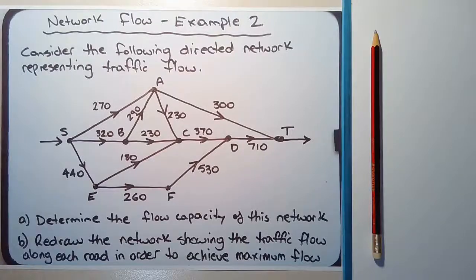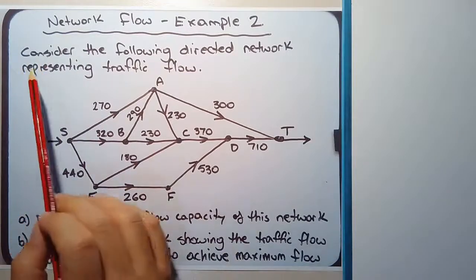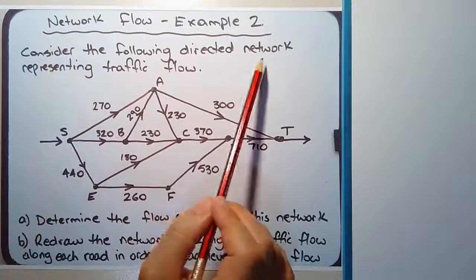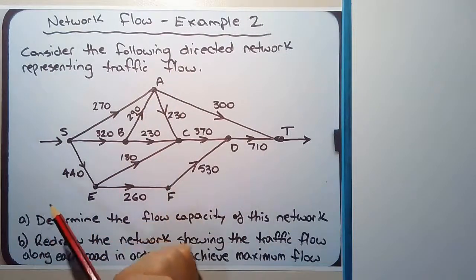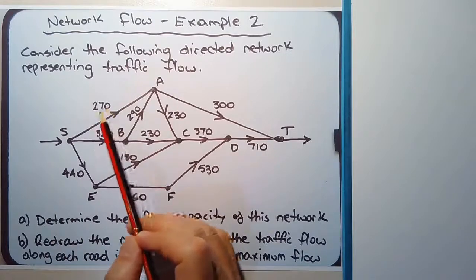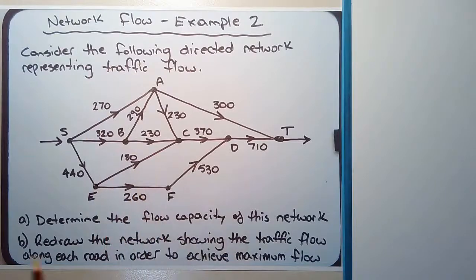Let's have a look at another network flow example, and this one is a far more obviously complicated version of example number one. But we're doing basically the same thing, except there are a lot more paths to consider. So let's read the question first. Consider the following directed network representing traffic flow, and here's the network there, and the numbers are cars per minute on these particular roads. Determine the flow capacity of this network. So that's part A.